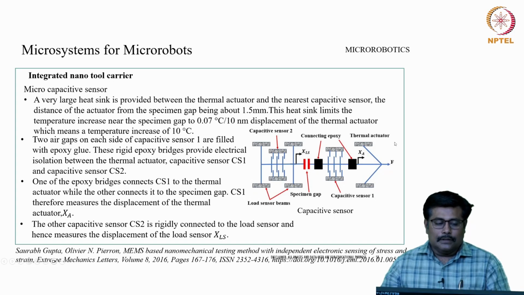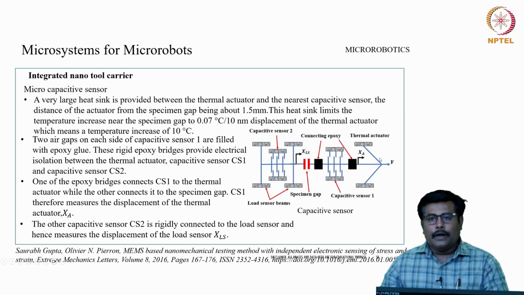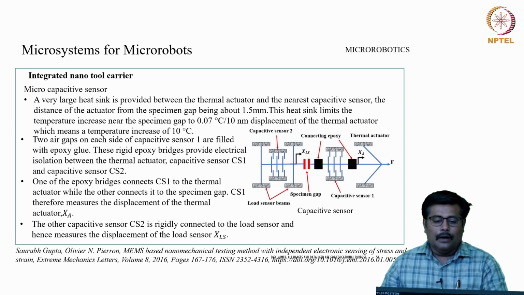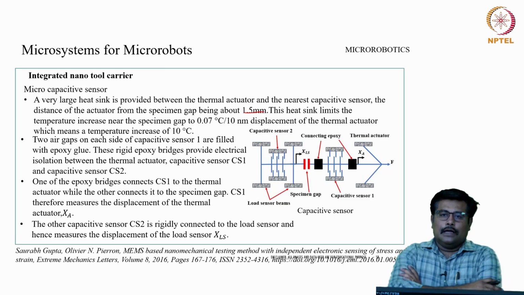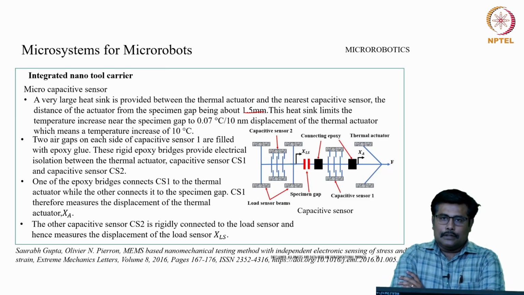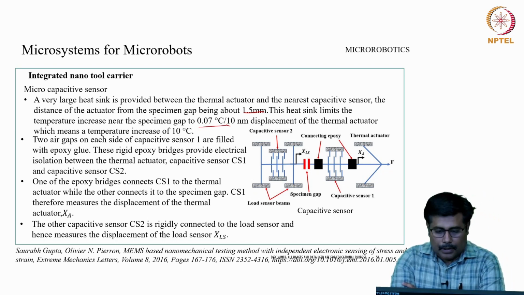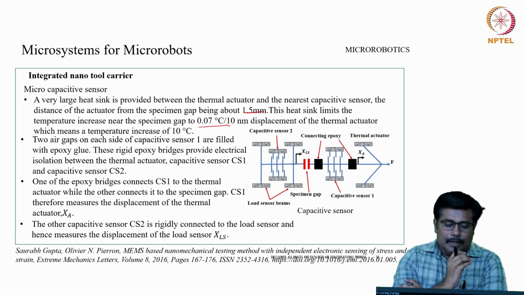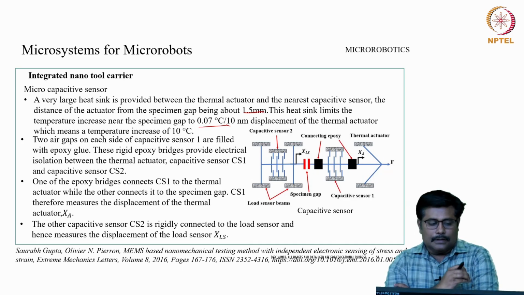Now, as far as microcapacitive actuators are concerned, a very large heat sink is provided between the thermal actuator and the nearest capacitive sensor. The distance of the actuator from the specimen gap is on the order of 1.5 mm. This heat sink limits the temperature increase near the specimen gap to 0.07 degree Celsius per 10 nanometer displacement of the thermal actuator, which means as and when there is a temperature rise, there is going to be a rise of about 10 degree Celsius.